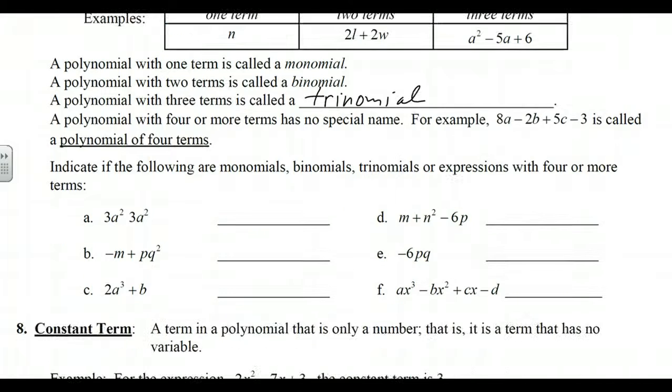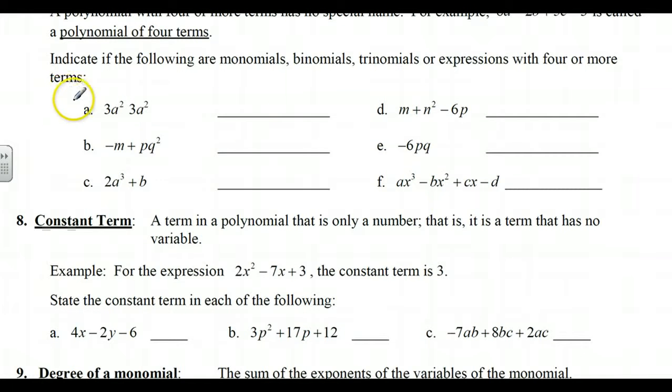Okay, let's look through these and indicate if they are monomials. 3a squared times 3a squared. That is a monomial. It's a little bit weird in a sense. We really probably should just write this as 9a to the 4th and call it a monomial.